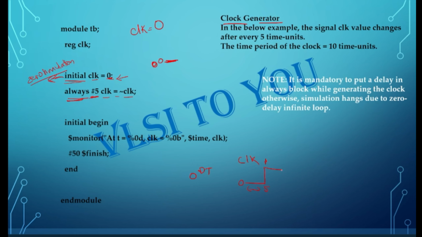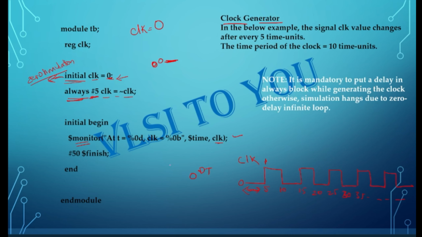Now what happens? For every 5 units of time delay, your clock will be generated: first positive, then negative, and so on. So 5, 10, 15, 20, 25, 30, 35, in this way your clock will be generated. This is how the clock will be generated.